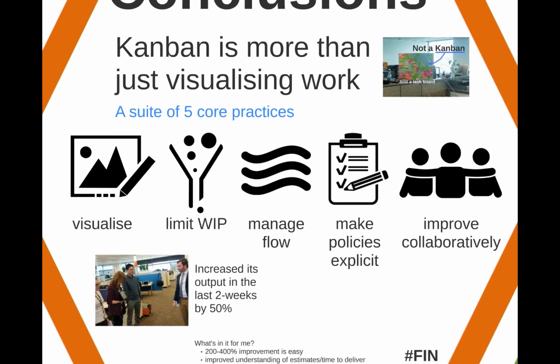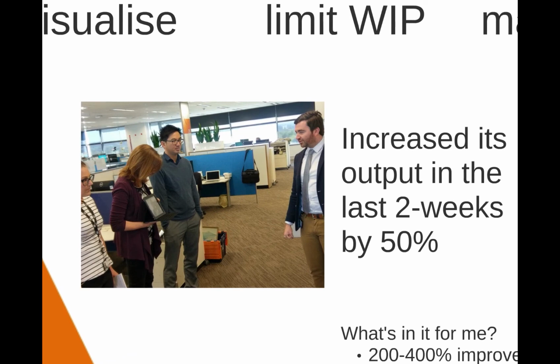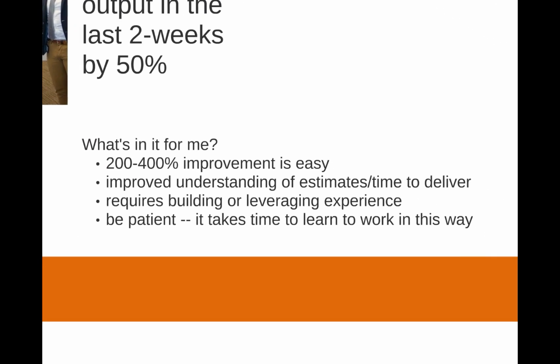To do Kanban well, it's a suite of 5 things. All of these things need to be done in order for it to be effective. And for this team using Kanban, they had a 50% improvement in their output over the last 2 weeks. They've only been doing this for 2.5 months. For you guys, 200 to 400% is easy to achieve. Very, very easy to achieve. But it takes focus and discipline. And importantly, it takes time.